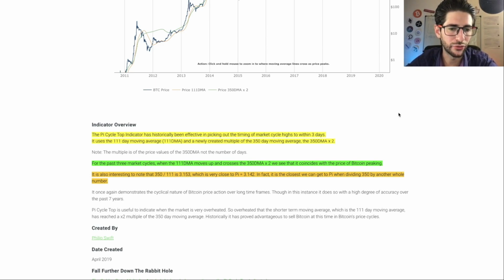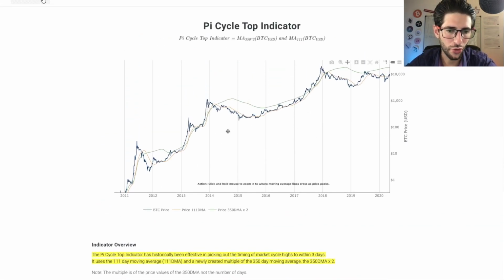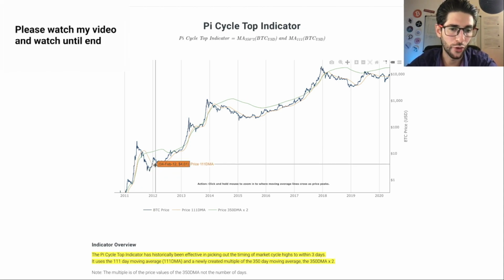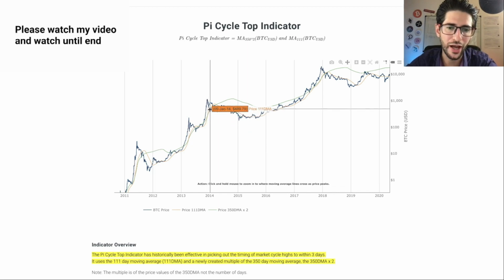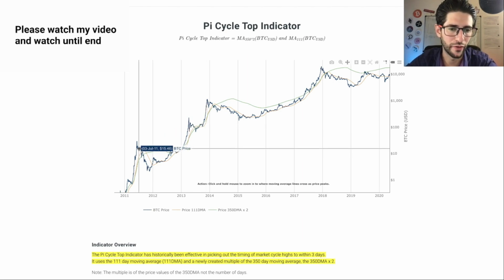It is also interesting to note that 350 divided by 111 is 3.153, which is very close to pi, 3.142. In fact, it's the closest that we can get to pi when dividing 350 by another whole number. The mathematics are incredible here. So basically, if you want to understand this in the chart, it means that when the orange line crosses the green line, we are 3 days out from the peak of the market.